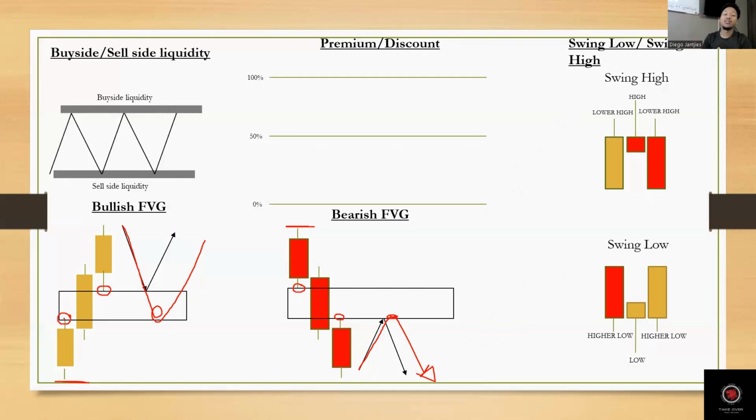So this is a little introduction when it comes down to our smart money concepts. In the next slide, we're going to cover some nice market structure examples. So I'm going to see y'all in the next one.